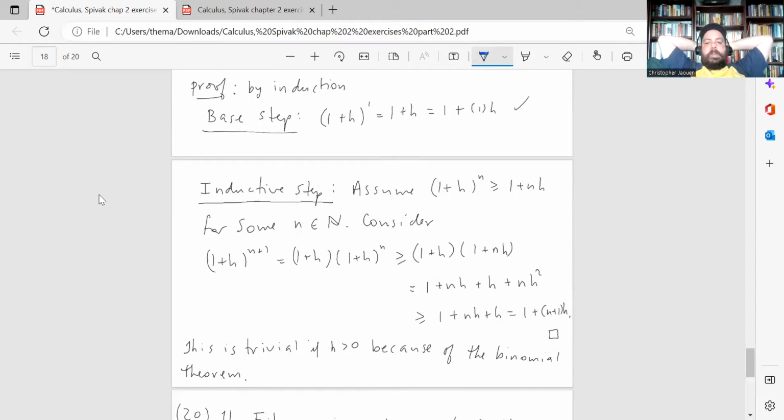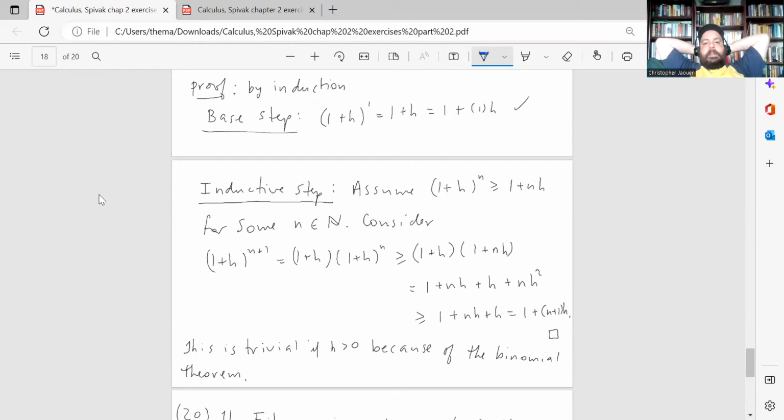And if you distribute, you get 1 + nh + h + nh². And since nh² is a positive number, because h squared is always positive, then that's always greater than 1 + nh + h. So you just leave off the nh² term. And if you factor out the h from the last two terms, you get 1 + (n + 1)h, which is the statement of Bernoulli's theorem, the form in Bernoulli's inequality.